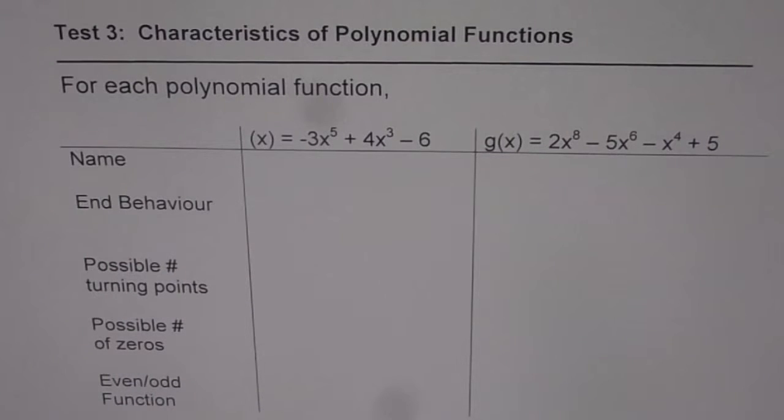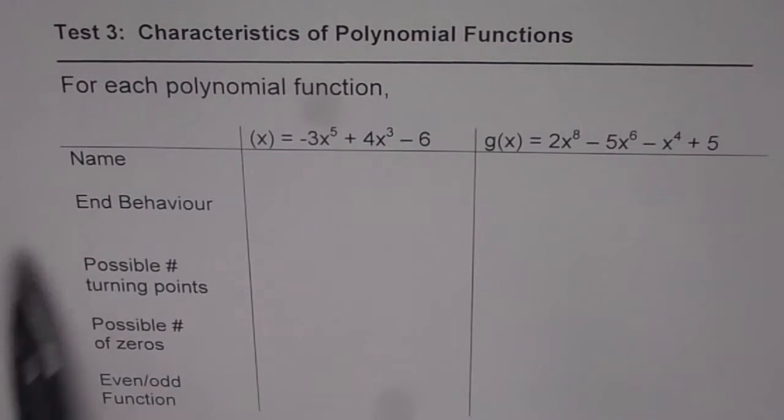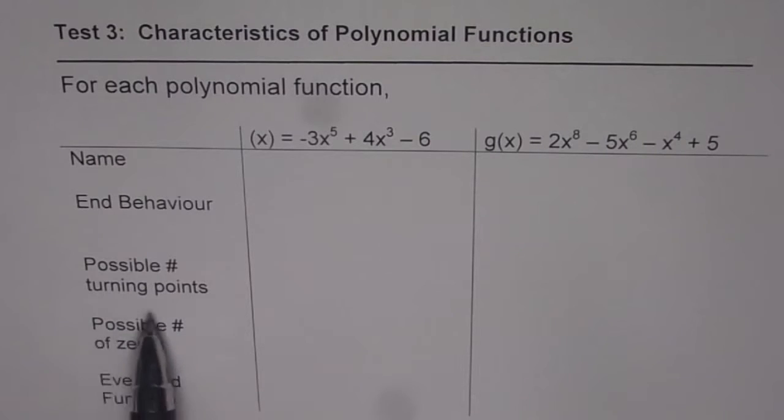I'm Anil Kumar, and here is a test question from Unit 3, Characteristics of Polynomial Functions. For each polynomial function, we are given two of them here. We need to find the name and behavior, possible number of turning points, possible number of zeros, and whether they are even or odd functions. You can pause the video, answer the question, and then check with my solution.